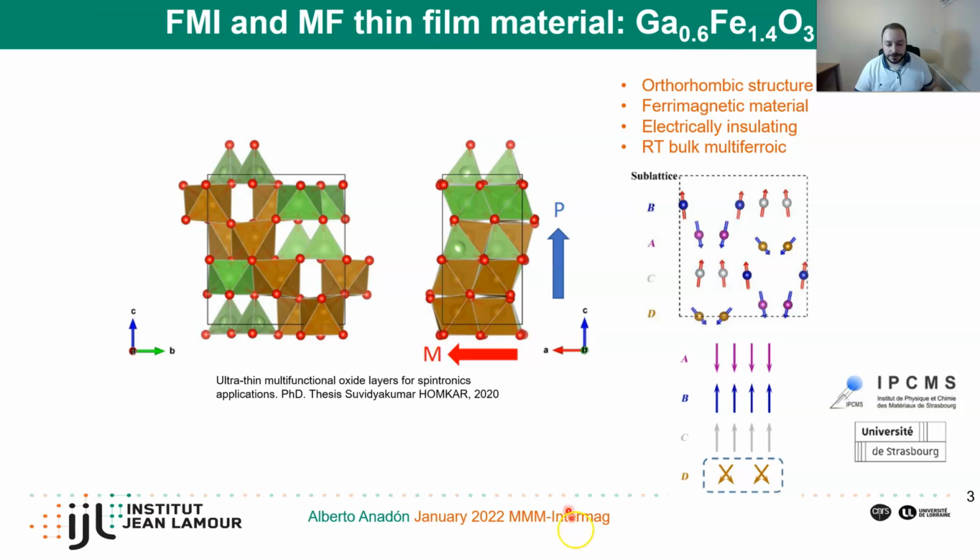To do this, we propose the use of this multifunctional ferromagnetic insulator, which is called gallium iron oxide. From now I will use GFO in short. This material has an orthorhombic structure where the oxygen anions are arranged in a double hexagonal close-packed stacking along the z-axis. There are 4 different cationic sites which are occupied by the gallium and the iron cations. The origin of the ferromagnetism or the ferrimagnetism in this material is related with the disorder in the iron occupation.